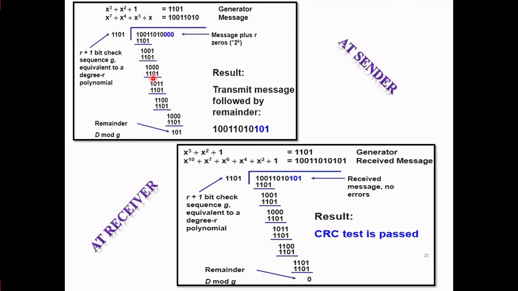Now 1101. So take 011 and 000, giving 011, and again 110. So remove it and take the new data, that is 1. So we get 1011. Now divide it by 1101.